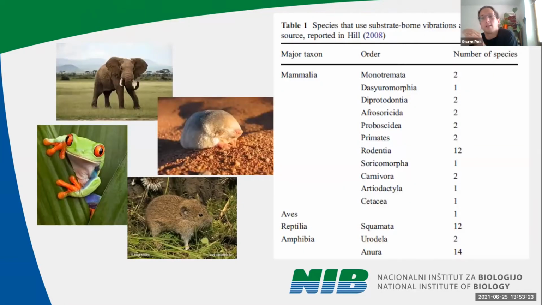Vibrational communication is not just a thing of arthropods. It's also present in more visible animals that we can easily observe, like elephants and red-eyed tree frogs that we know, and rodents and golden moles and others. And just a few years ago, it was also described in birds.